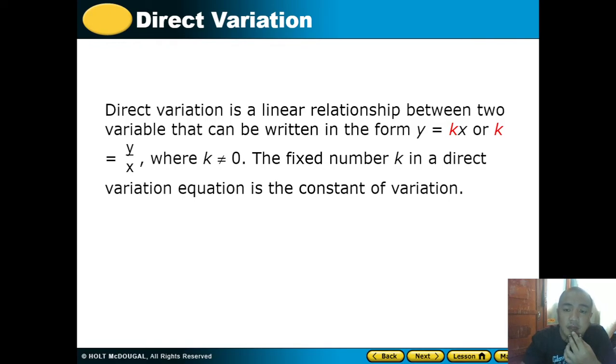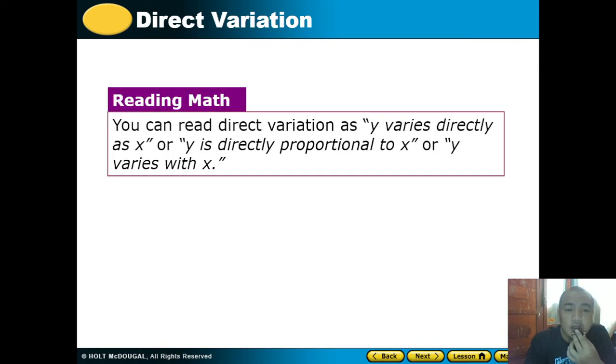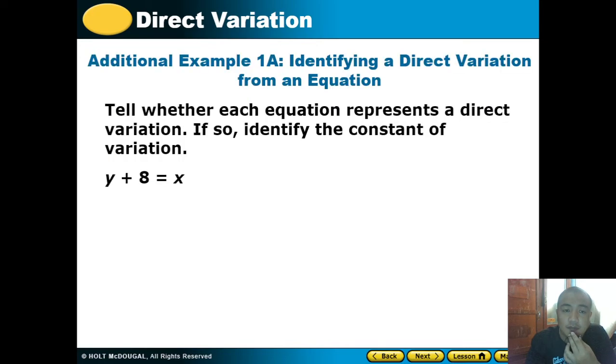So remember, the equation is y equals kx, or if we want to solve for k, the constant of variation, we just divide y by x. And remember, k should not be equal to 0. Otherwise, if it's 0, there is no more a direct variation equation. Now, you can read direct variation as y varies directly as x, or y is directly proportional to x, or simply y varies with x. Or it can also be y is proportional to x. So it's the same as directly proportional to x.